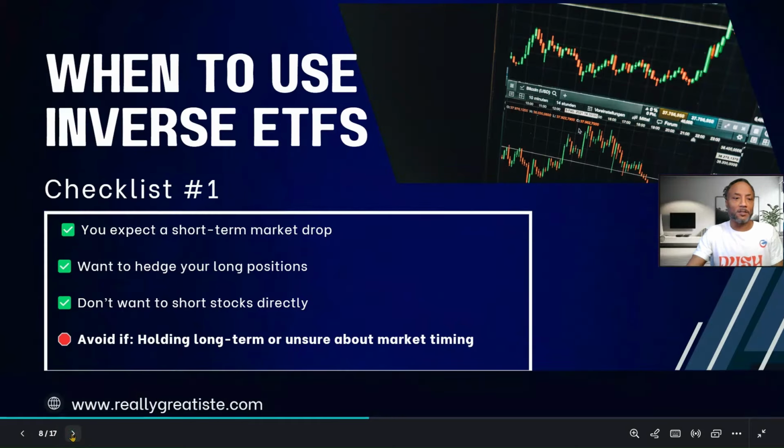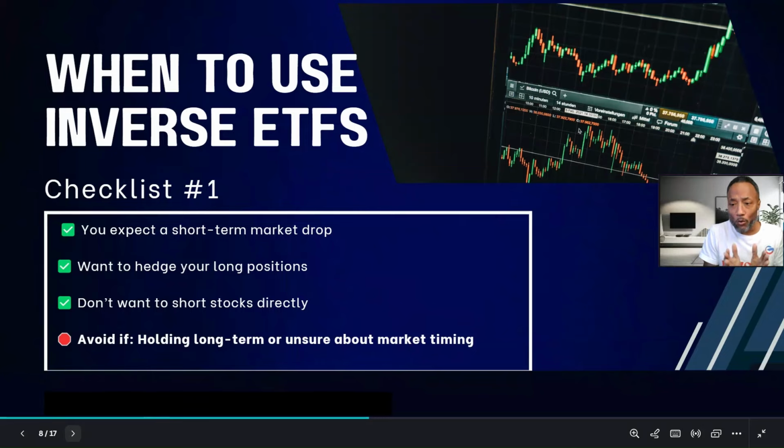So when to use these inverse ETFs? So our checklist 1 is you expect a short-term market drop, or you expect a pullback on specific securities, because there are inverse ETFs for Apple, Microsoft, Tesla. Tesla's been beat down. But if you got into an inverse ETF on Tesla, you would be about 20% up. So you want to hedge your long position.